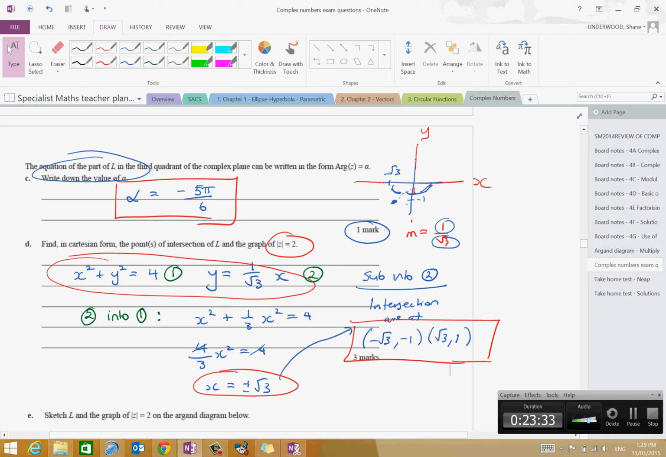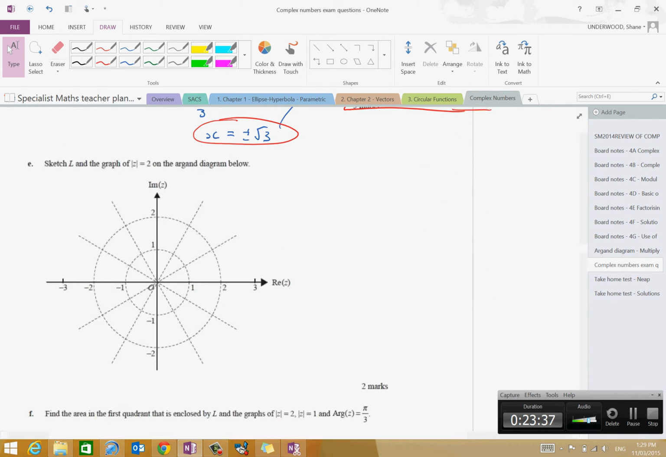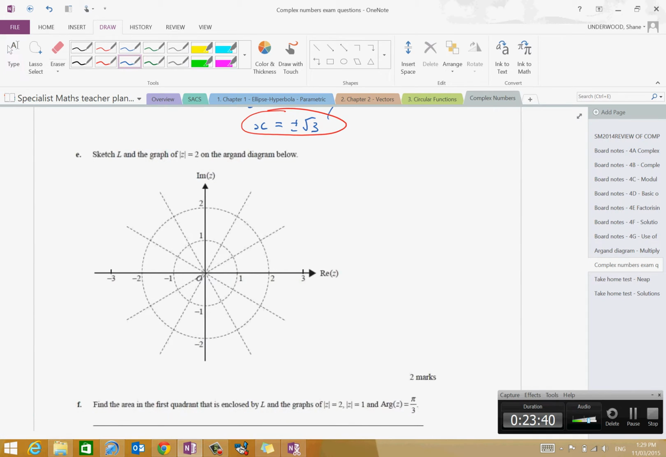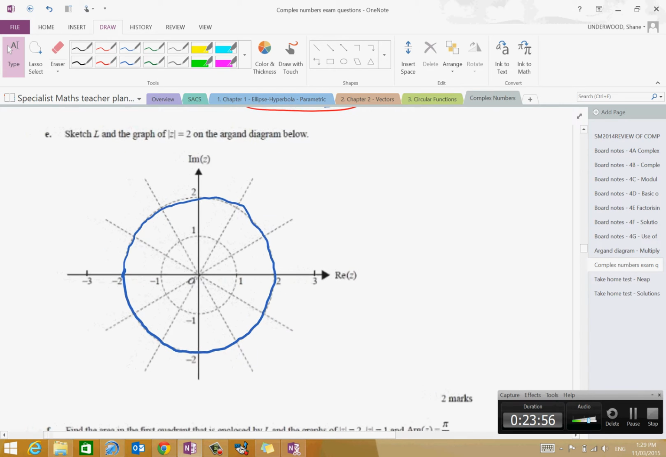Okay, we're going to continue. Sketch L and the graph of mod z equals 2. This is the sort of stuff that's worth 2 marks. The important thing is it's a circle of radius 2, of centre 0. So we need to sketch the circle. It's harder to do on this, so you're going to do a better job than me. And it says sketch the graph of L.